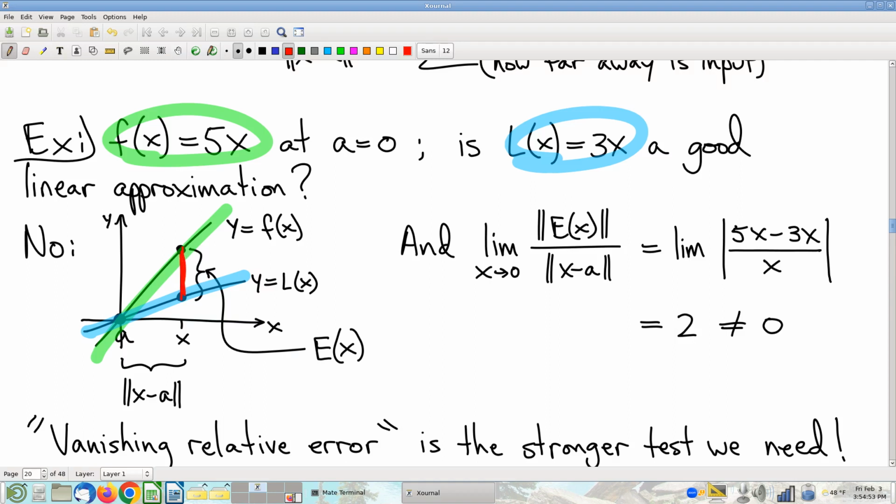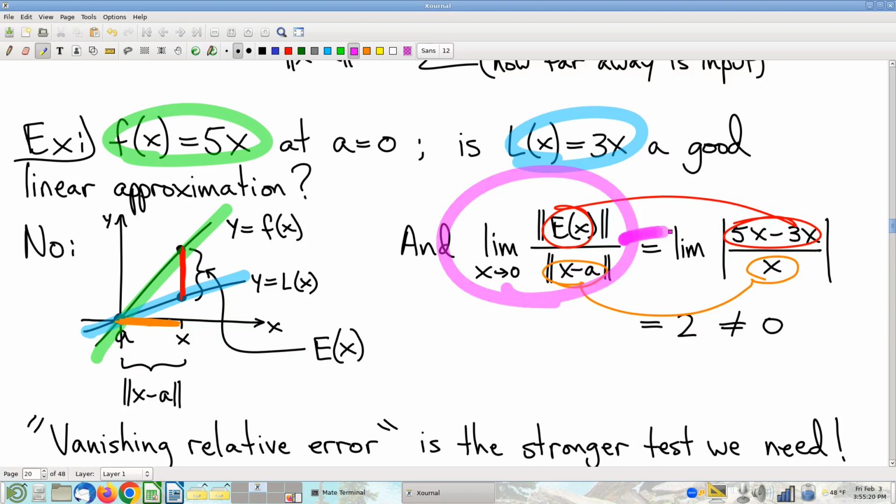divided by how far away we are in the domain. And that error is easy to write down. The error is just the difference of those two functions. How far we are away in the domain, x minus a, we're doing the approximation at 0, so that's just x. This is an easy limit to compute. And so this relative error does not approach 0. So this very poor candidate to be a linear approximation to f has failed this test. As it should. Of course it should. It's a terrible linear approximation.